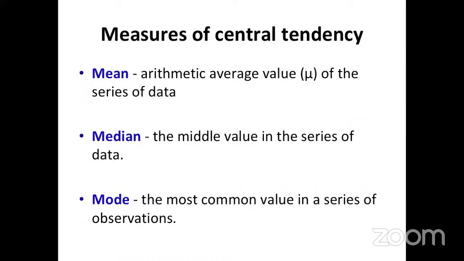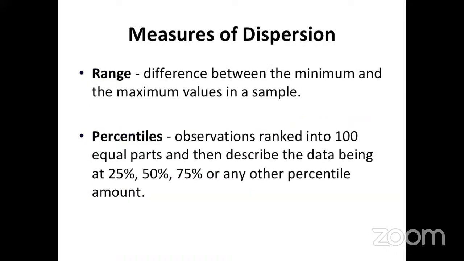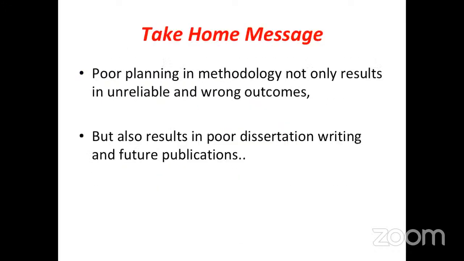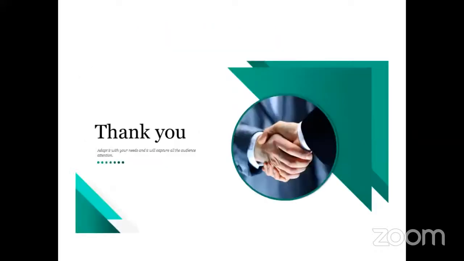So measures of central tendency include mean, median, and mode. This is how you represent. Measures of dispersion include range, percentiles, and interquartile range. Therefore, poor planning and methodology not only results in unreliable and wrong outcomes, it also results in poor dissertation writing and future publications.